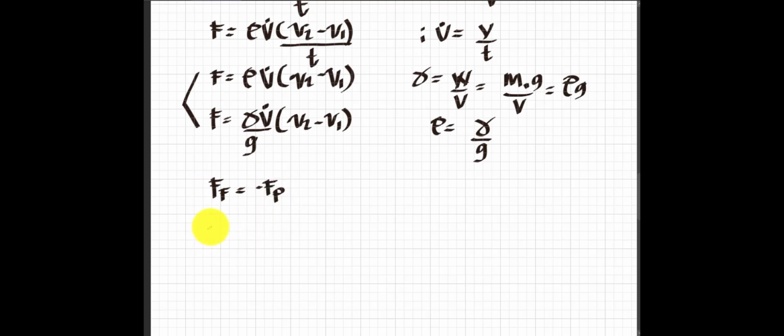Then we can say that the force on the plate, the reaction of the force of the fluid, is equal to the specific weight, with a negative sign, times the volume flow rate divided by the gravity, times the change in velocity from 2 to 1.